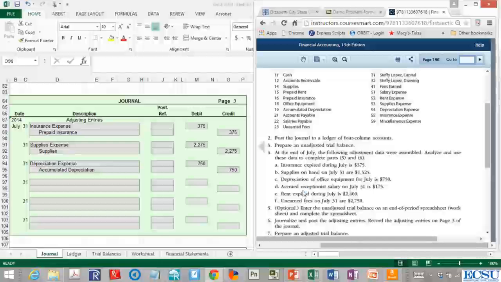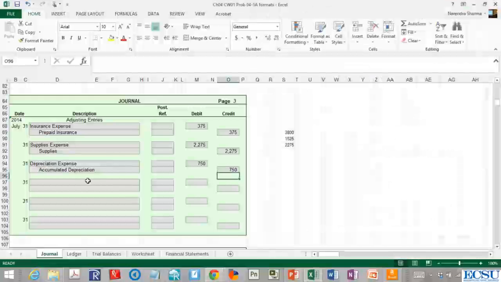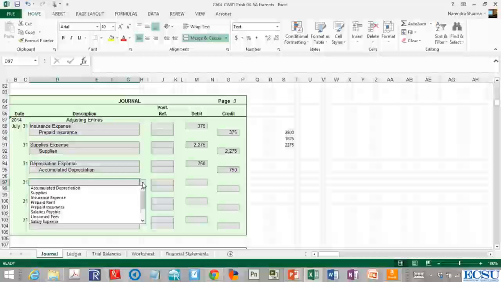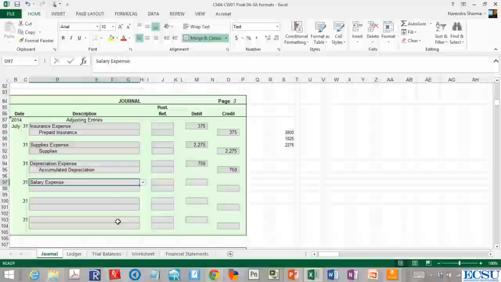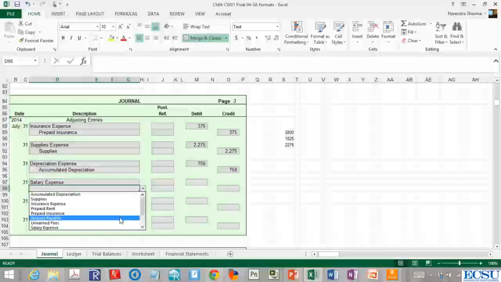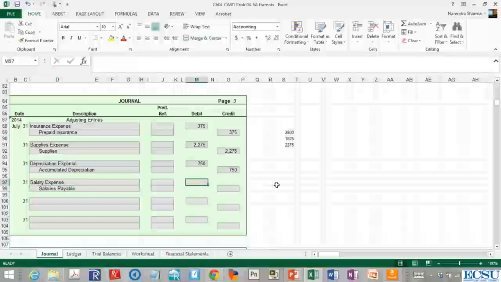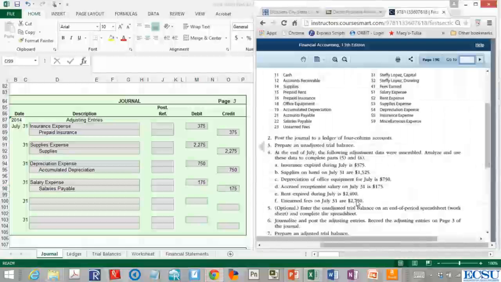That is number D. It says accrued receptionist salary on July 31st is 175. So whenever salary is accrued, that means it hasn't been paid, but it is an expense nevertheless. So that's why we'll be debiting first to salary expense and crediting to salaries payable because we have not paid that amount. So the amount is given to you directly, 175. So we'll be putting that in the journal, 175. And then let's go on to do the next.